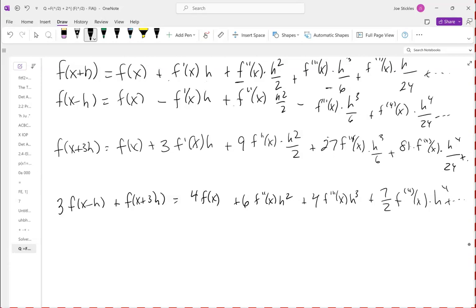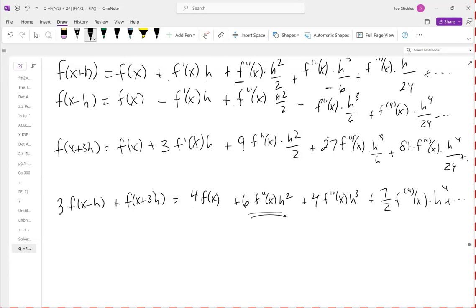Here's where the f of x part's going to come in. We're trying to find an approximation for the second derivative, right? I want to try to solve, well, not really solve. This part's going to be your error term, right? So if I ignore the error and solve for the second derivative, what do I need to do? Subtract your 4 f of x across and then divide by 6h squared. Good, exactly.